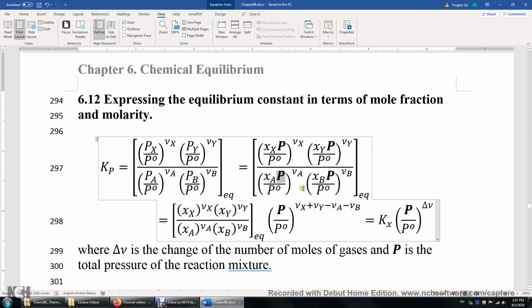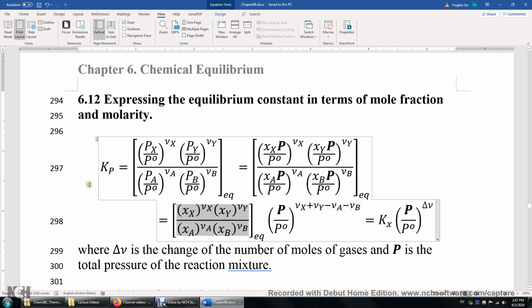And then we can actually take this P over P0 out of this square parenthesis. So right now it's here. And then P over P0 to the power of nu X plus nu Y minus nu A minus nu B. So it's right here. What's left? The left is the mole fractions. Again, the mole fractions of the products on top, the mole fractions of the reactants on the bottom. Still, we have those coefficients, nu X, nu Y, nu A, and nu B. So this part is called the equilibrium constant of mole fractions.